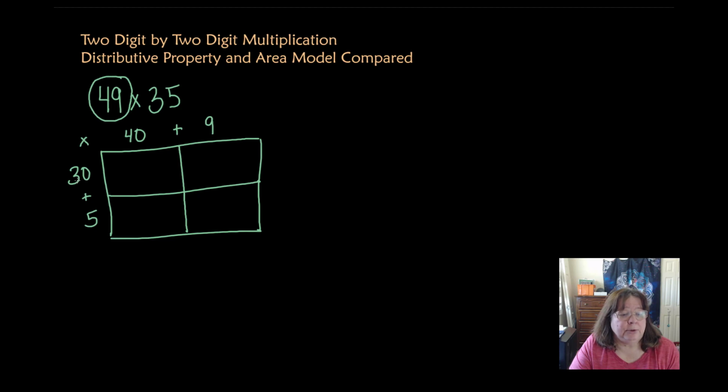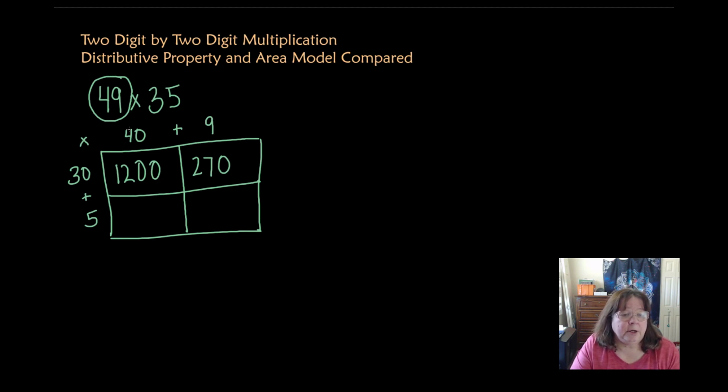40 times 30 for this box because we're going down and we're going across. So 40 times 30. 4 times 3 is 12, but since we have 40, that's a 0, and we have 30, that's a 0. Okay, 30 times 9. Well, 3 times 9 is 27, so 30 times 9 will be 270.